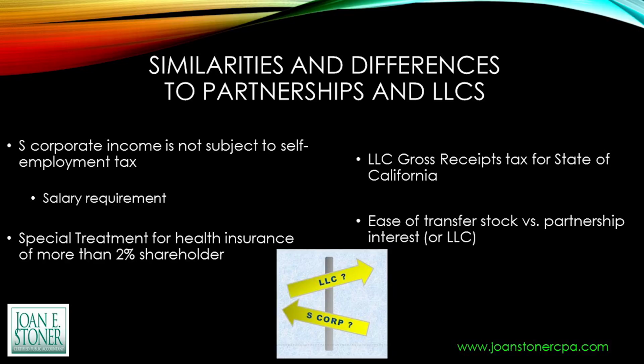There is a significant difference between LLCs and S-corporations for the state of California, and that is the gross receipts tax for the state of California. All entities in the state of California must pay the annual minimum franchise tax of $800. However, an LLC is also subject to an additional fee, which is determined based on its gross revenue, not net income. The fee is zero if the gross revenue is under $250,000.